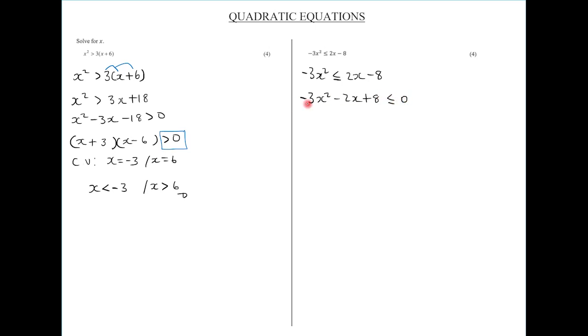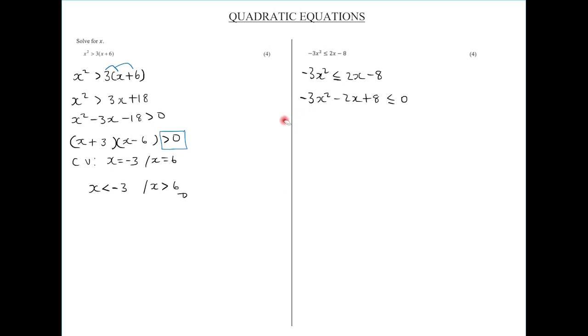Now this is a standard form, but to factorize, we need to make sure that the value for a is positive, right? Here we can see that the value for a is -3 and it is negative. Now we need to have a positive. So how do we do that?